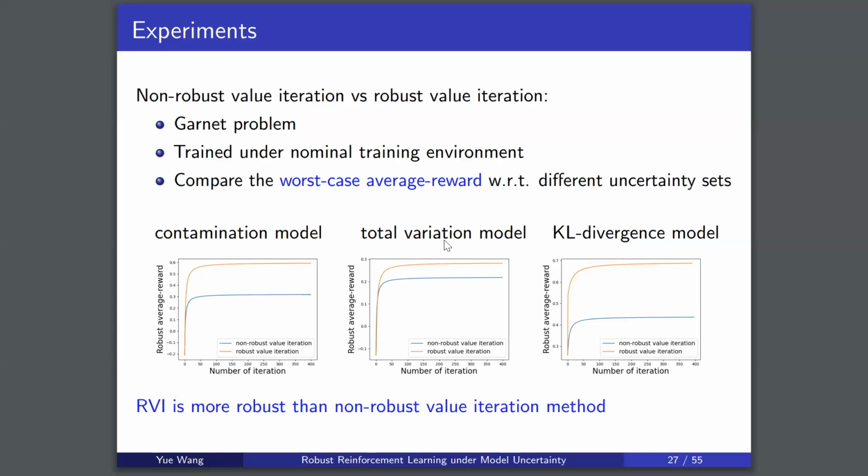Yeah, if you consider the performance under the nominal training environment, our algorithm is expected to behave worse than the non-robust value iteration. I can't see exactly the number for this.